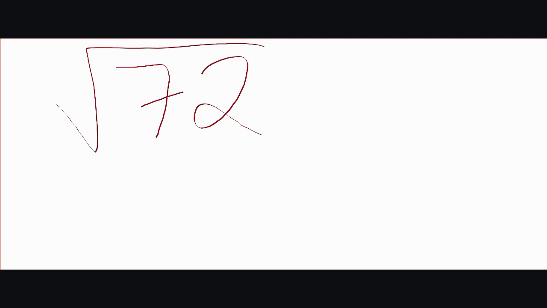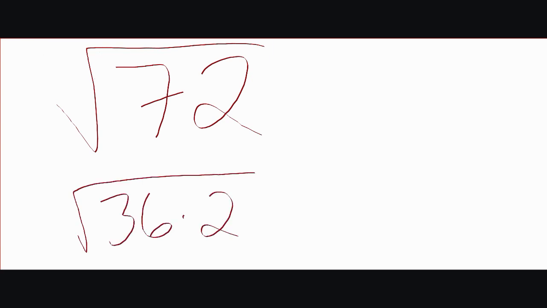Yeah, there's quite a few, right? We could do 36 times 2. 36 times 2 definitely makes 72. So let's rewrite 72 as 36 times 2. So what did I do? I just rewrote this radical as 36 times 2 instead of 72. Now, this is what I mean by having a perfect square hidden inside the radical. 72 is really a perfect square times another number.